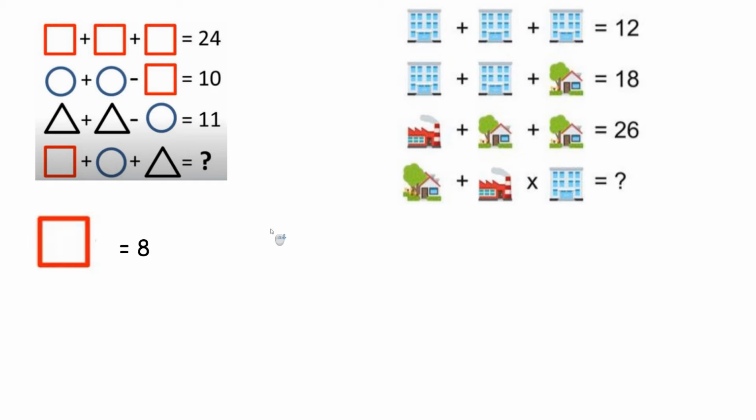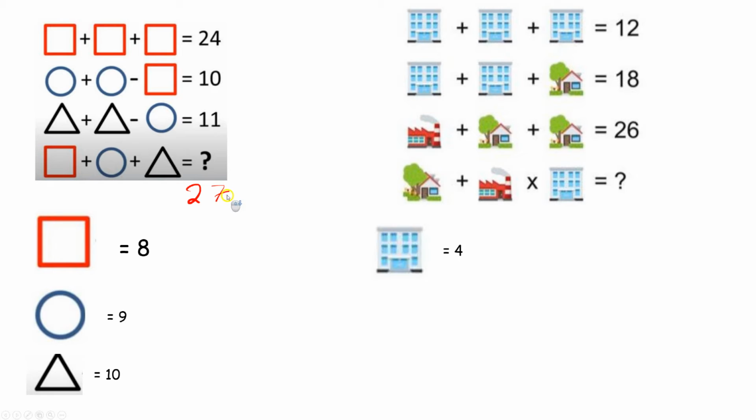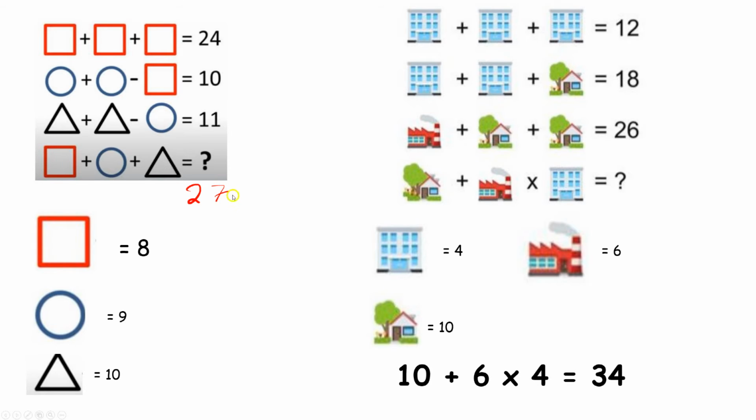Here are the answers. So for the first one, you should have 19 and 27 for the missing number and for the expression at the bottom. And for the second one, we should have 34 for the missing number or the expression at the bottom.